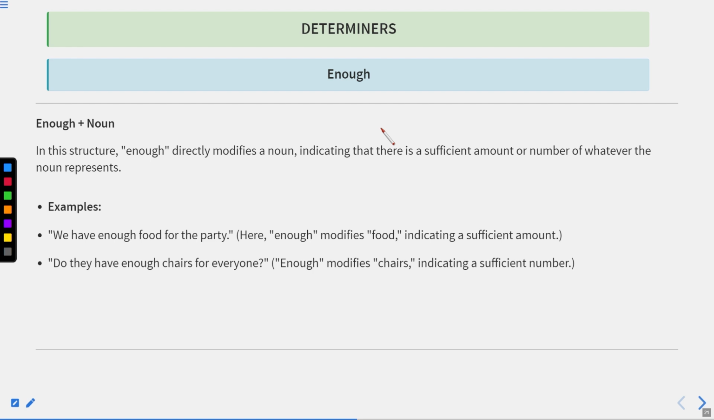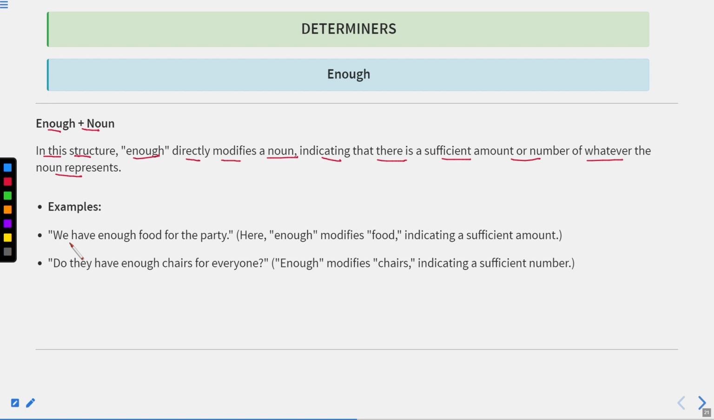Now, as I told you, enough can be used both as an adjective and adverb. So if I write enough plus noun, in this structure enough directly modifies a noun, indicating that there is a sufficient amount or number of whatever the noun represents. It can be used before countable as well as uncountable nouns. So it qualifies or modifies the noun in both cases, whether the noun is countable or uncountable.